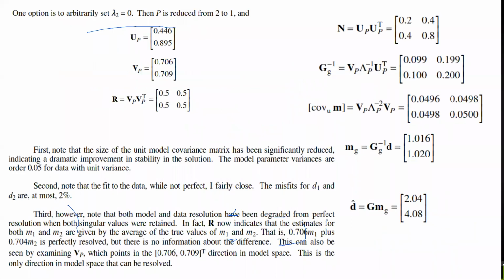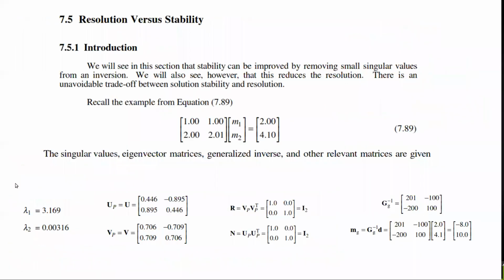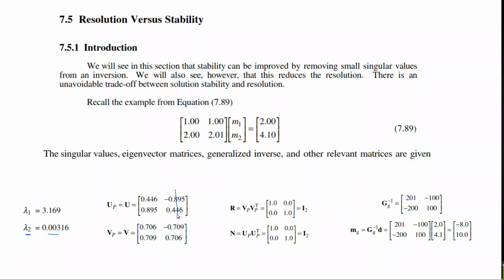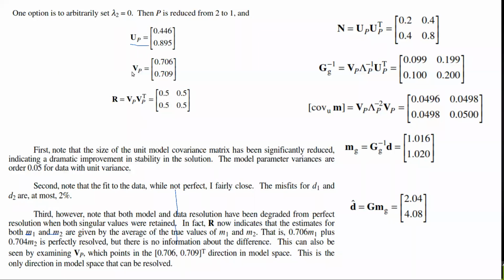So the point is, we should discard one of these singular values. We set lambda 2, which is almost 0, to 0. In this case we neglect the singular vectors associated with lambda 2. Then UP and VP become just a vector, okay?